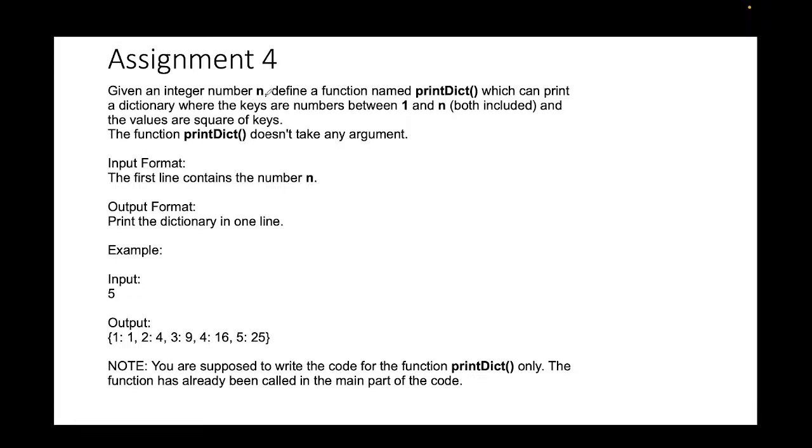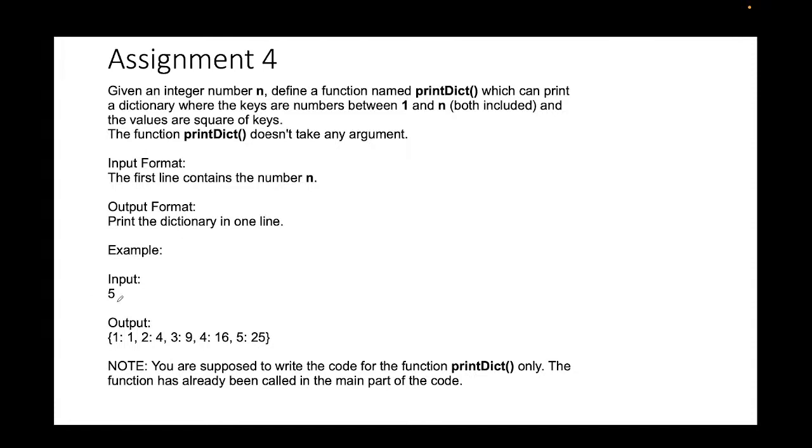So given an integer number n, define a function named print dictionary, which can print a dictionary where the keys are numbers between 1 and n, both included. The function print dictionary doesn't take any argument. Okay, so the input format is in this form, contains the number n. Okay, so that is the number of keys in the dictionary. Output is just print the dictionary in one line.